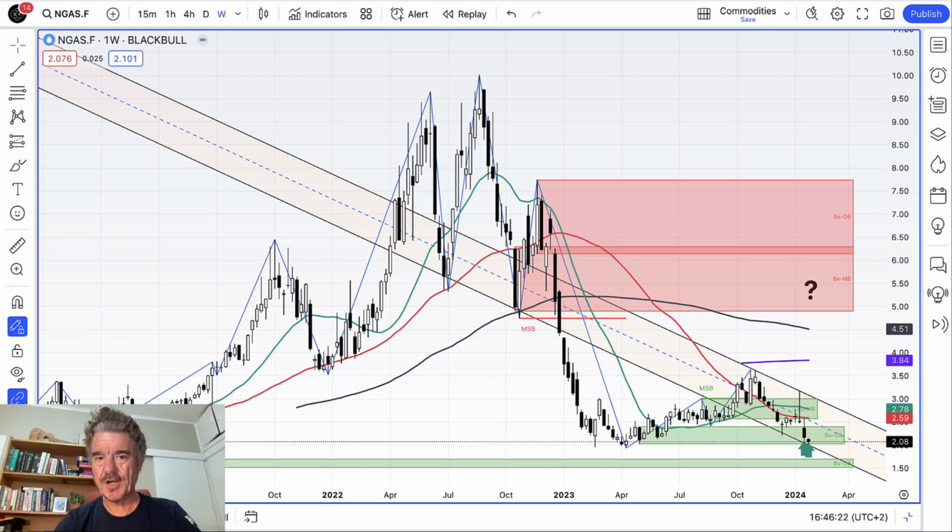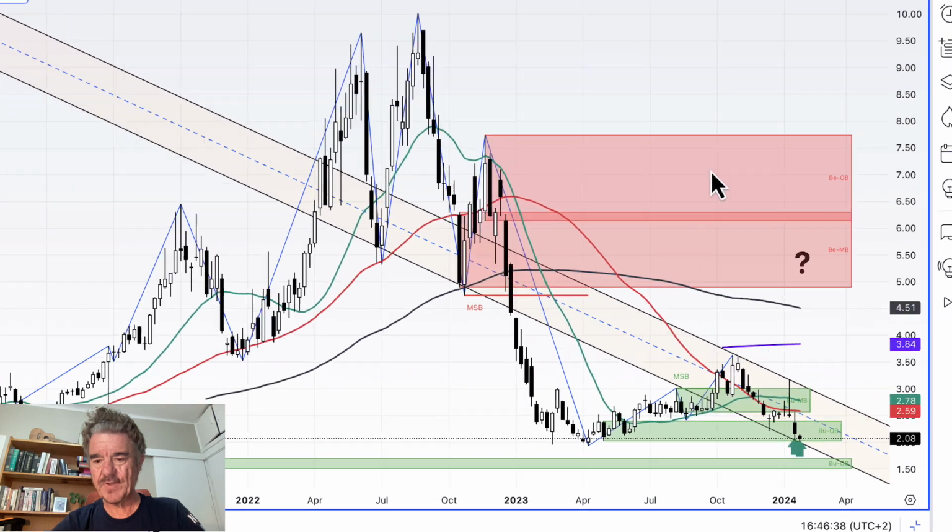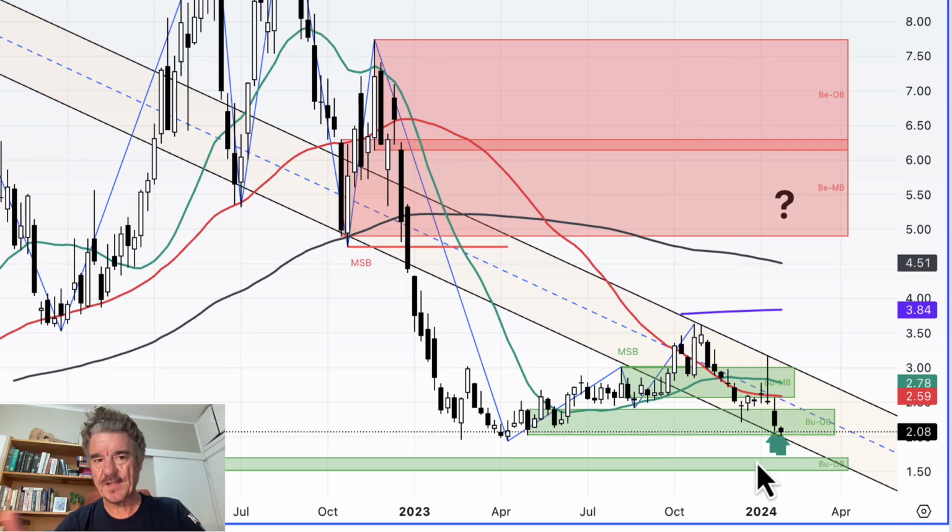As you know, the $2 to the $4 level is the average price range for natural gas over decades and decades and decades. We're now at the bottom of that range, just around about $2, and you can see where those two green arrows are representing the prices where I bought natural gas on this last move down.